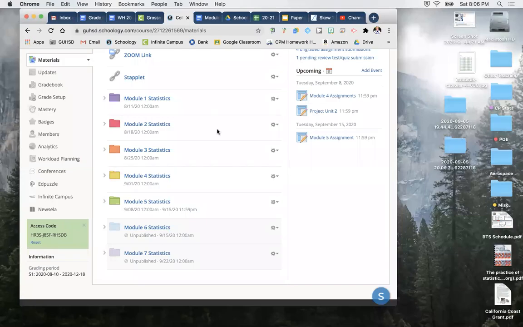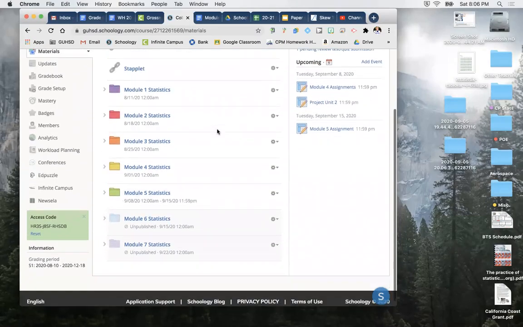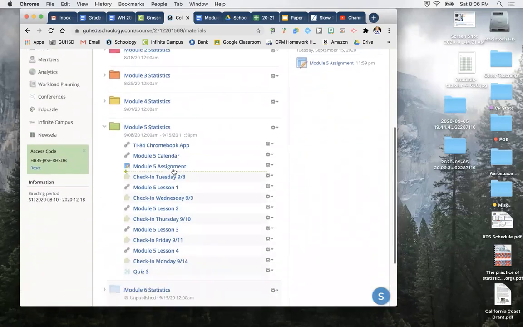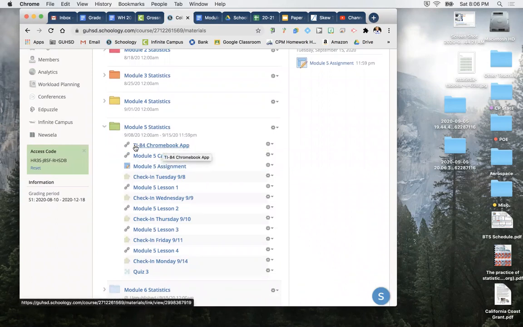Okay, so we are in module 5. We're in module 5 now. So this right here, I'm going to uncollapse it so I can talk about the first couple of things you're going to see in it. It looks a little bit different because we have this first one right here.